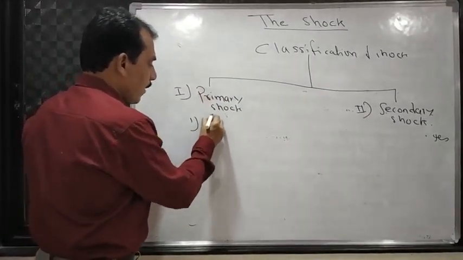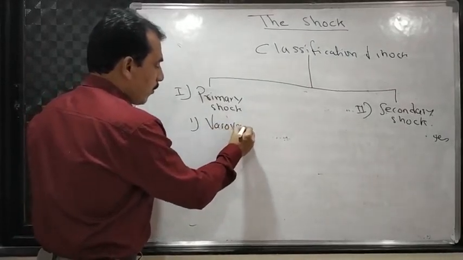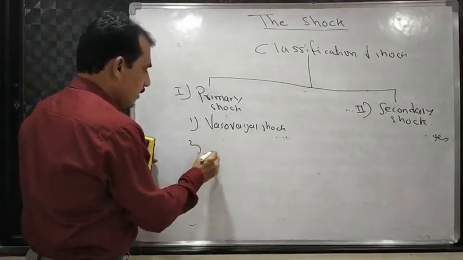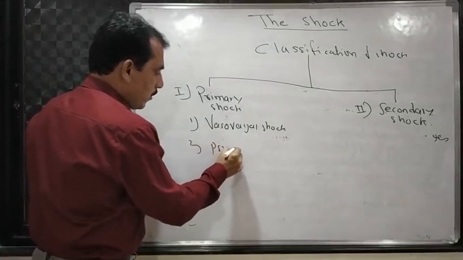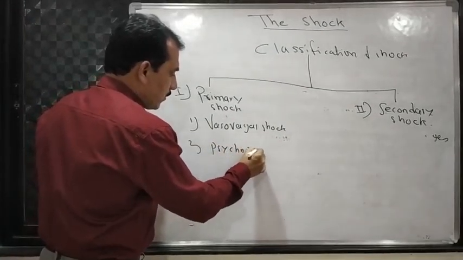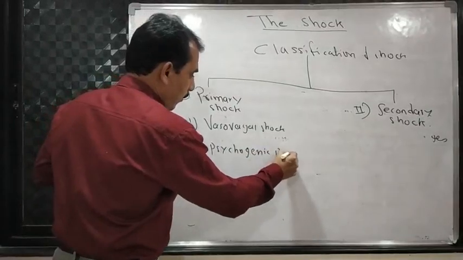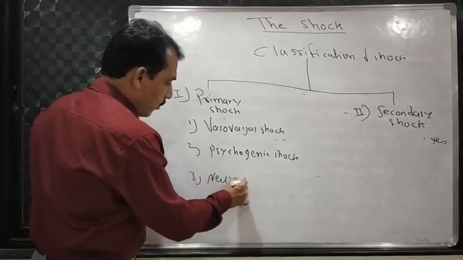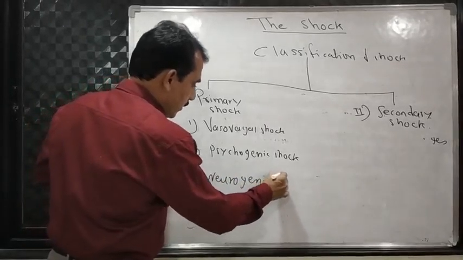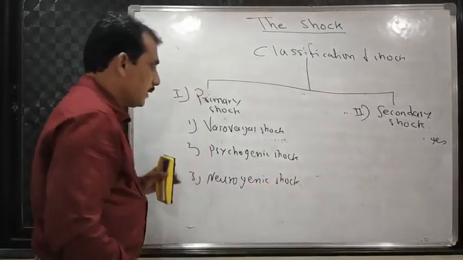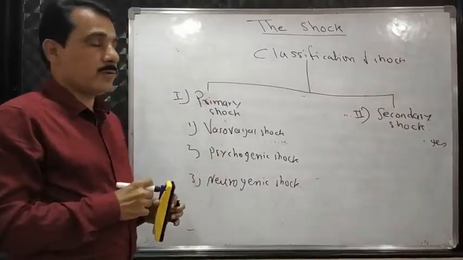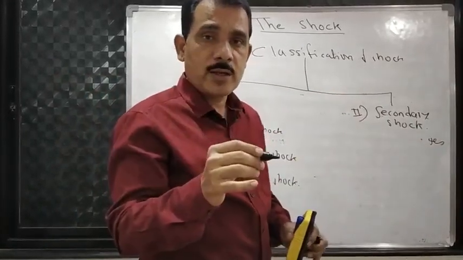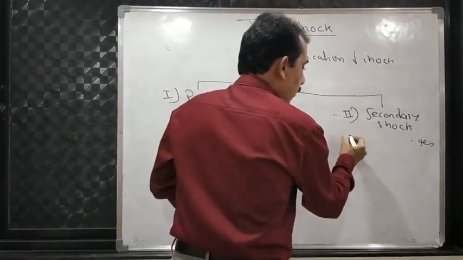Where the primary shock is concerned, the following types are there. Number one, vasovagal shock. Second, psychogenic shock. And third one is neurogenic shock. These are three types of primary shock. Then we see the types of secondary shock. On the basis of etiopathogenesis, the secondary shock has the following types.